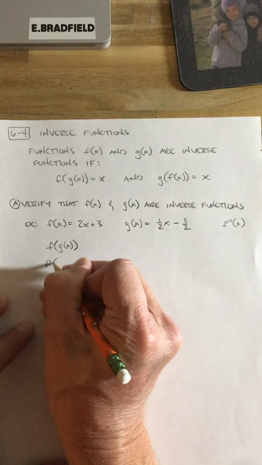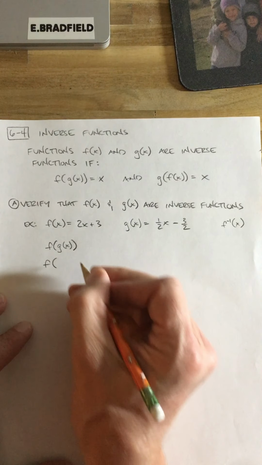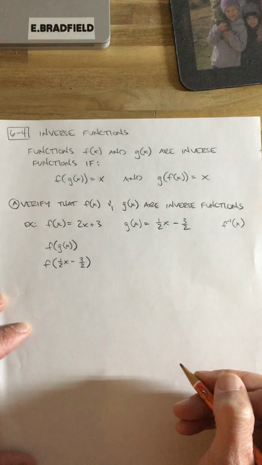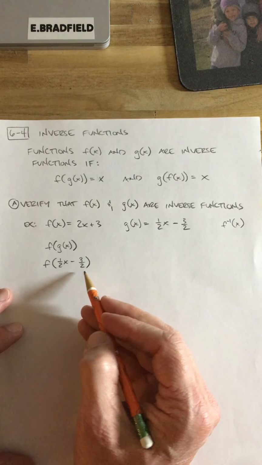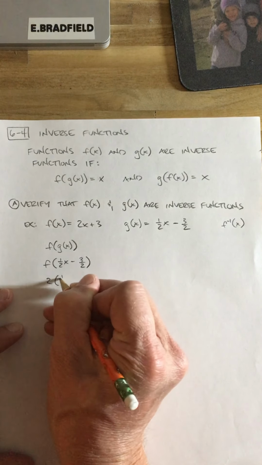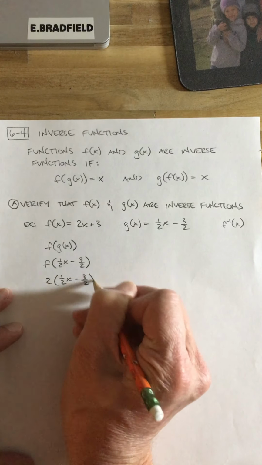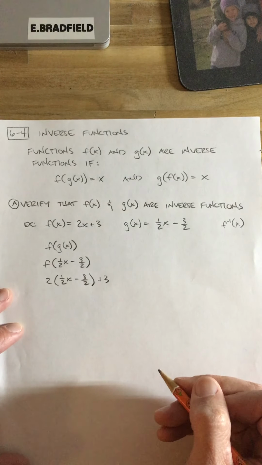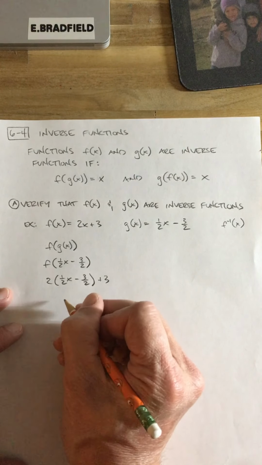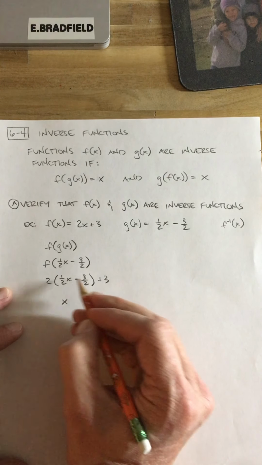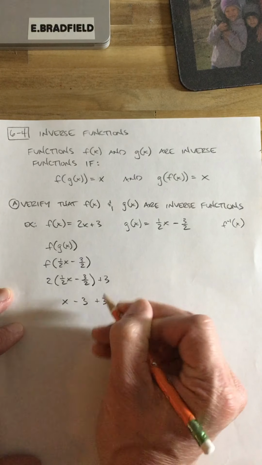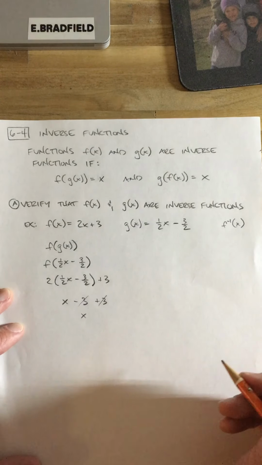And that is going to be f of, well, g of x is this, 1/2 x minus 3/2. So 1/2 x minus 3/2, okay? And now f of this is going to equal 2 times this plus 3. So it's 2 times 1/2 x minus 3/2 plus 3. All right, now we'll go ahead and distribute the 2. So 2 times 1/2 is 1, so that's just going to be 1x, okay? 2 times negative 3/2 is negative 3, so minus 3. Then we have plus 3, and those cancel, right? And we're just left with x.